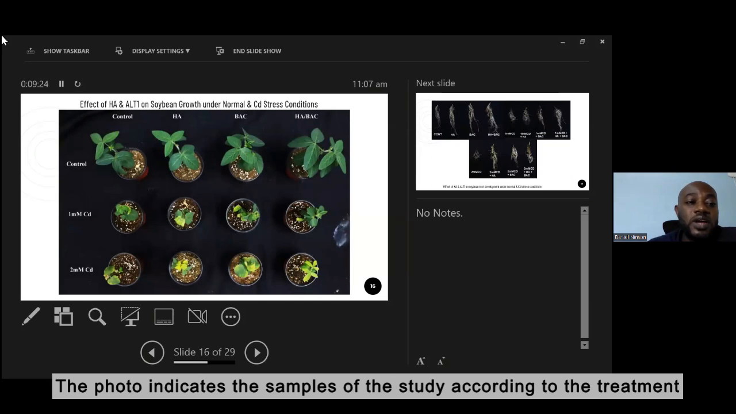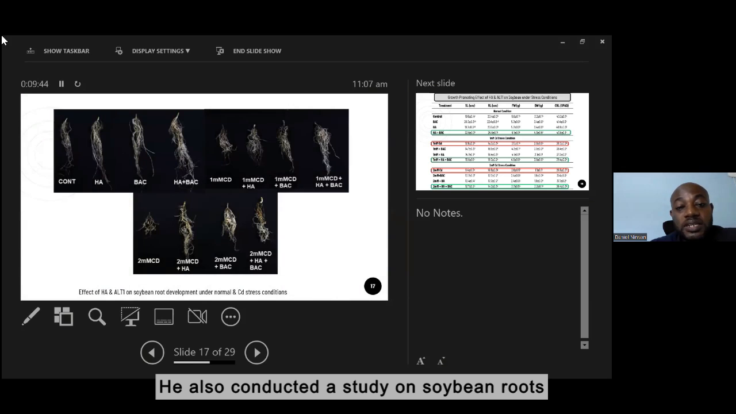So this is just a pictorial view of what the stress levels are and which of the plants, depending on the treatment that we gave them, was able to maintain their tolerance for the cadmium. We also did a detailed root study, and again, you could realize from the pictures that those that had the combination of the humic acid plus the resistant microbe did so well, even under the various cadmium stress levels.